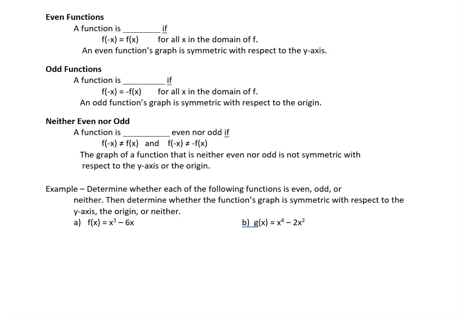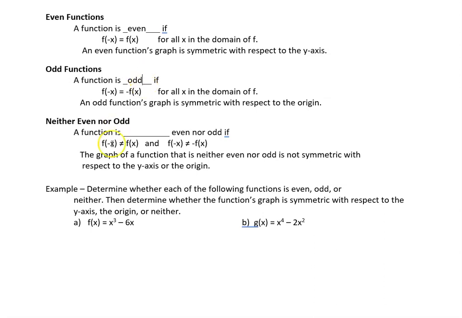even, or neither. So a function is said to be even if f of negative x is equal to f of x for all x in the domain of f. And if the function is even, then the function's graph is going to be symmetric with respect to the y-axis. A function is said to be odd if f of negative x is equal to negative f of x for all x in the domain of f, and an odd function's graph is symmetric with respect to the origin.